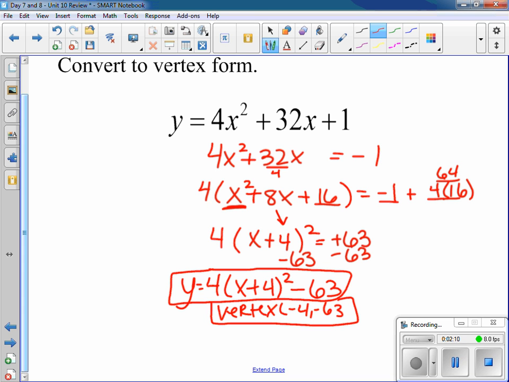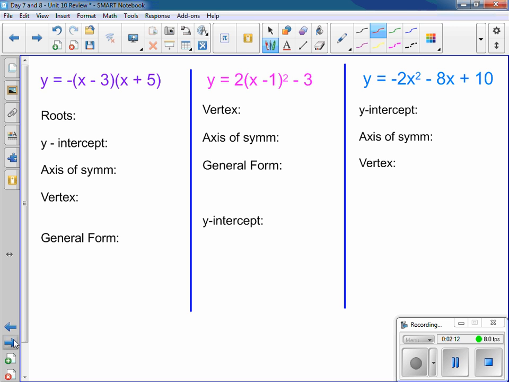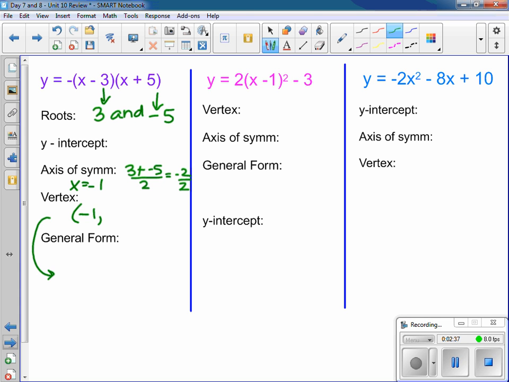Okay? All right, and then we did an example of these at the beginning of class, but in case you forgot, the roots are the opposite sign, so you get 3 and negative 5. You're going to skip the y-intercept for now, but the axis of symmetry, we can add our roots and divide by 2, which gets me negative 1. And that means we know the x-coordinate of the vertex is negative 1.